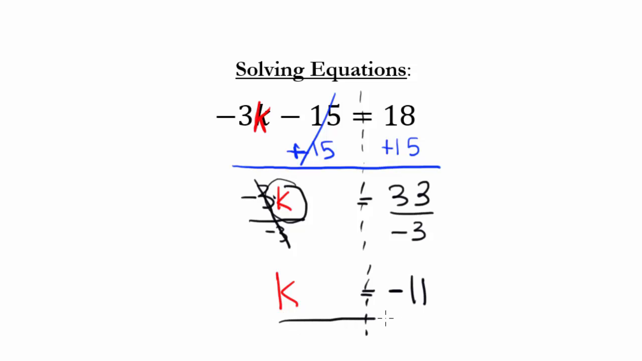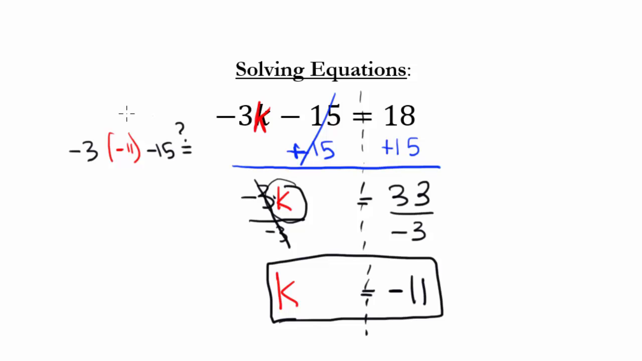And this right here is an answer. Now with any equation, you always want to check your work, just to make sure you didn't make any silly mistake. We can do that by plugging the value of k that we found into the original equation. This is really saying negative 3 times negative 11 minus 15. Does it equal 18? This is my check. When you do the math, you will find this is 33 minus 15. It does equal 18. So your check works, and that is the correct answer.